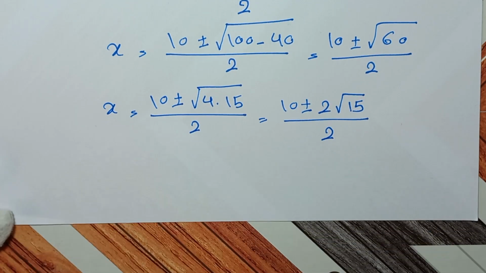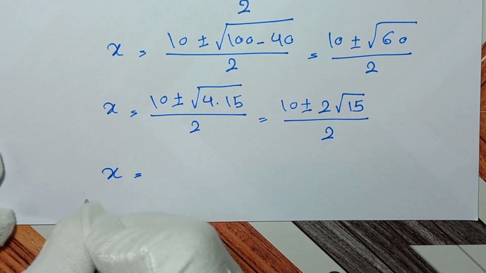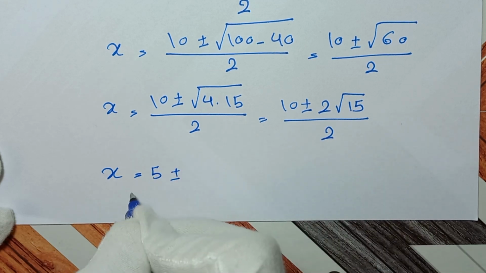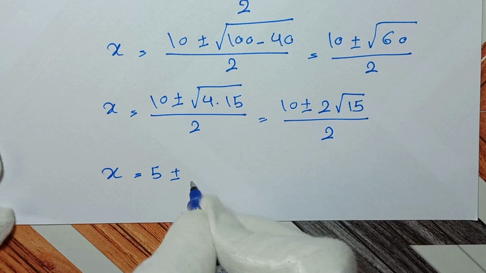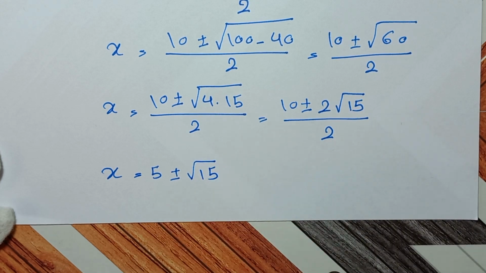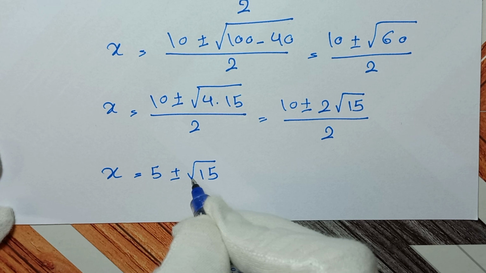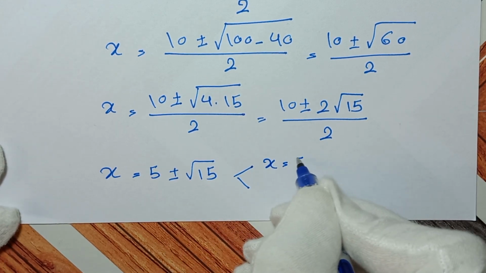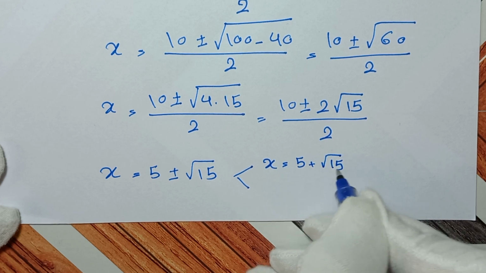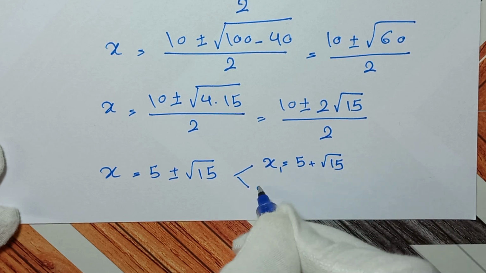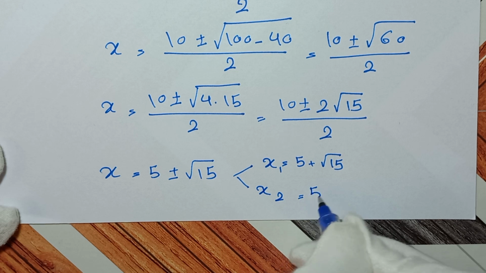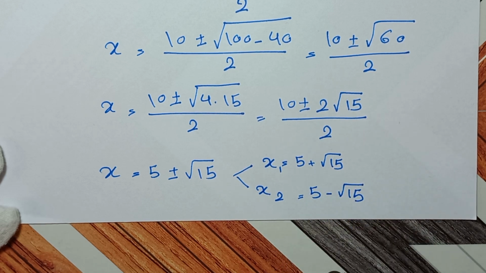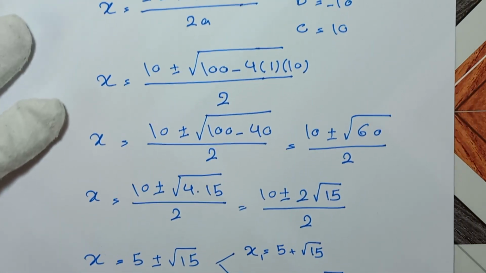And from here, x is equal to 10 over 2, it will be 5, plus or minus 2 square root of 15 over 2, it will be square root of 15. So, in here we have two values for x, right? x1 is equal to 5 plus square root of 15, and x2 is 5 minus square root of 15. So, we want to find the value of x and y.